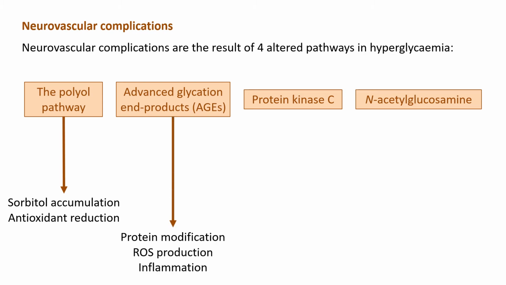AGEs, advanced glycation end products, when they're created, have quite widespread effects on protein modification. They also stimulate the production of ROS, reactive oxygen species. This is a free radical that is often involved or increased in inflammation and inflammation itself. Protein kinase C, of course, we said, is upregulated because DAG is upregulated.